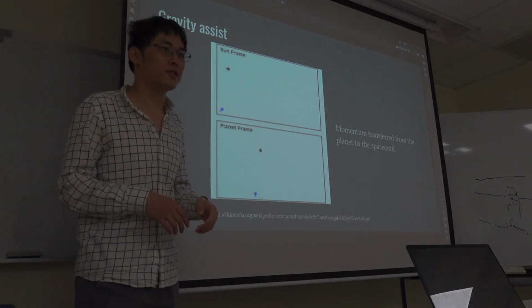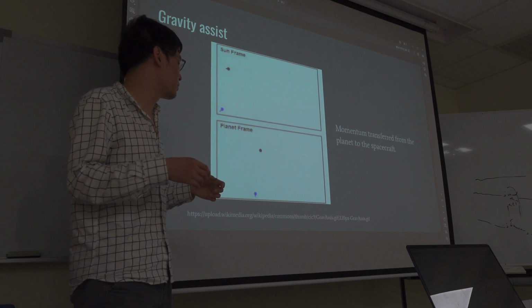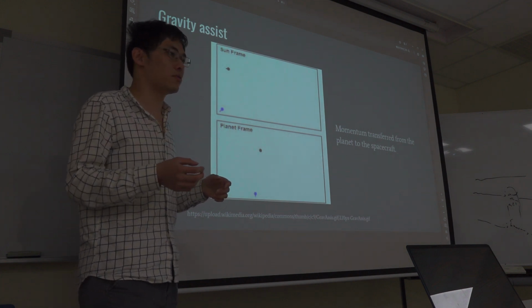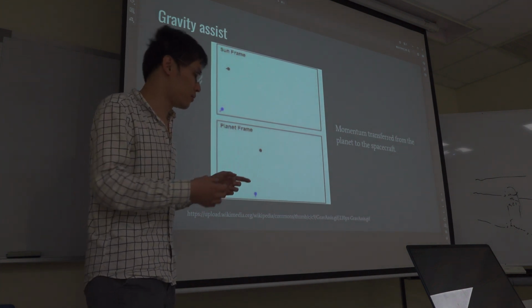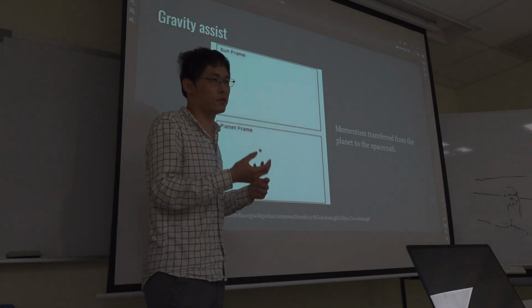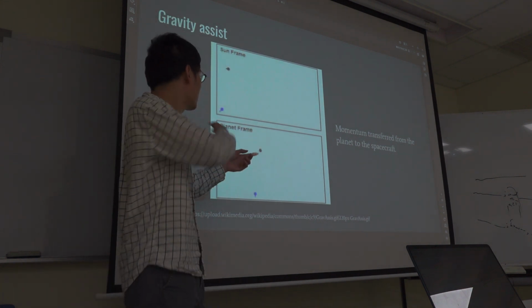So the gravity assist, you might have heard of it. This is a very important skill we use when we want to send a physical satellite to another planet.